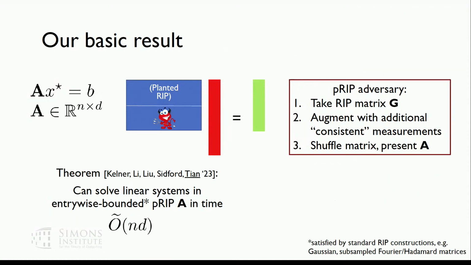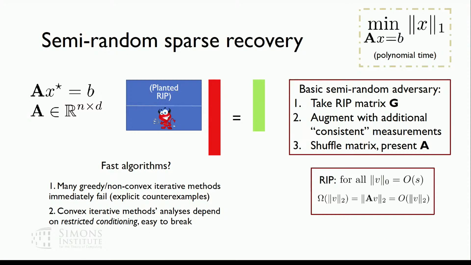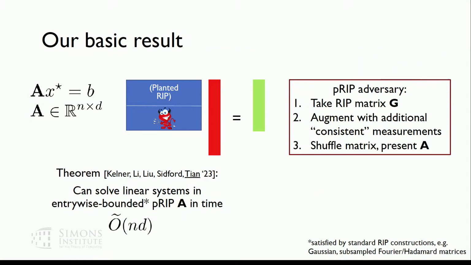Okay, so our first result is you can solve sparse recovery problems in these planted RIP matrices in near linear time. I'm hiding one detail, which is that you do have to assume that the matrix doesn't have any too large entries, but this is just true in basically any standard RIP construction I know, and you can just drop any row that is obviously semi-random.